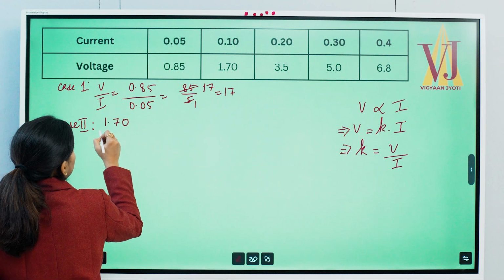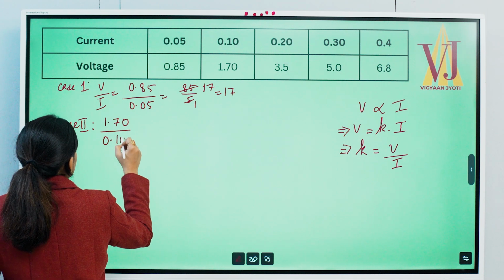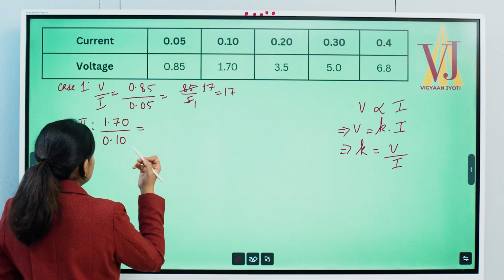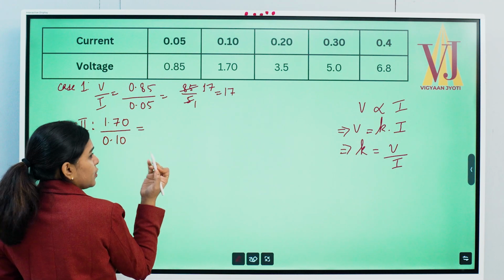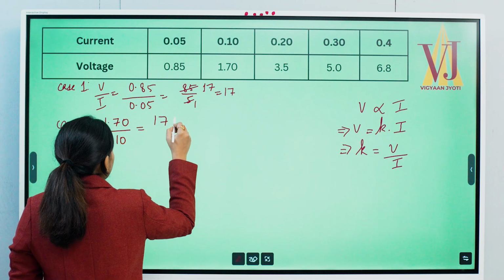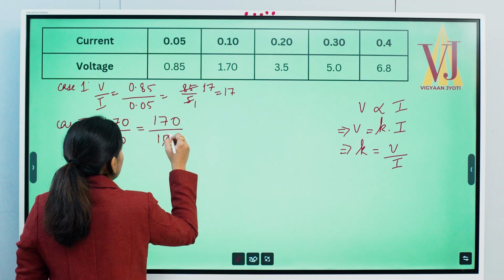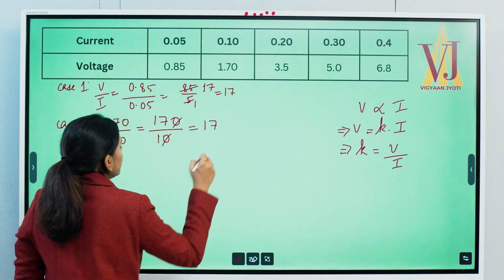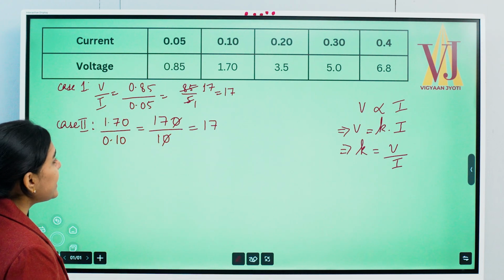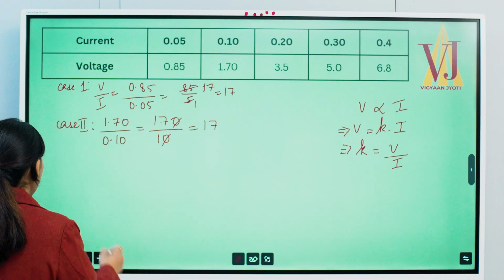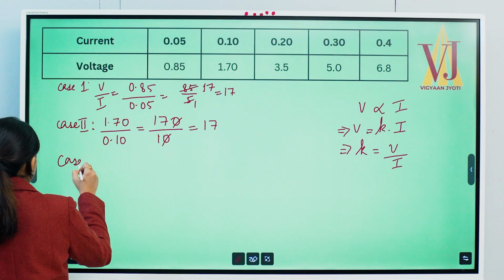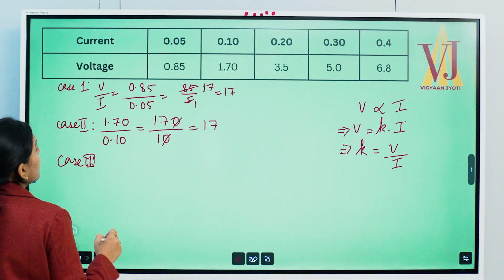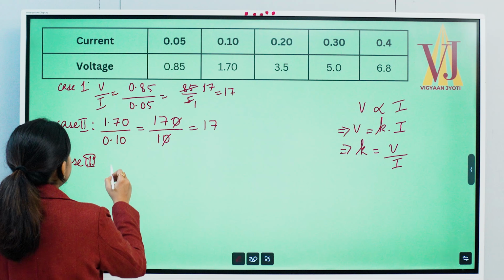So let's see the second case. 1.70 divided by 0.10. Again the same story with the decimal points, so 100 gets cancelled. So we can write here 170 by 10. So how much did we get? That means in case 1 and case 2, the constant is the same, right? Then case 3, let's see.